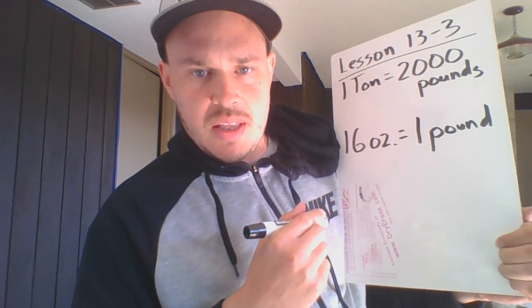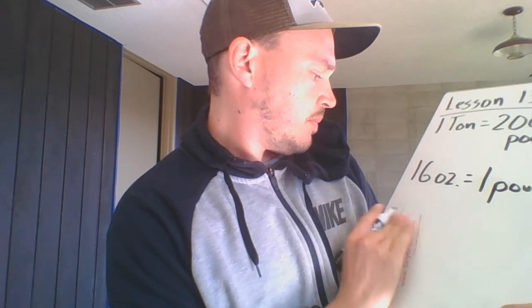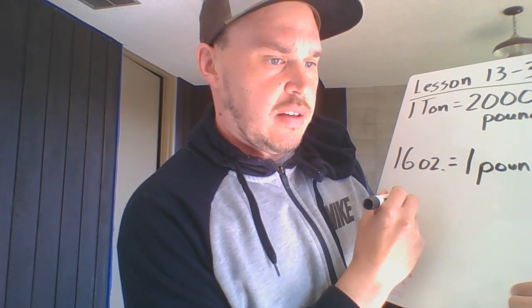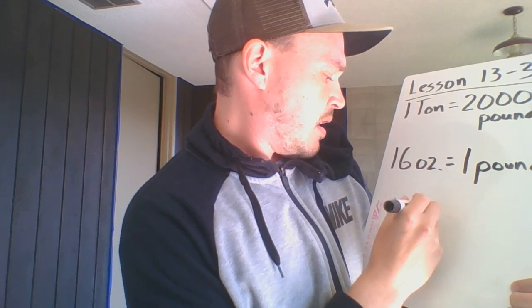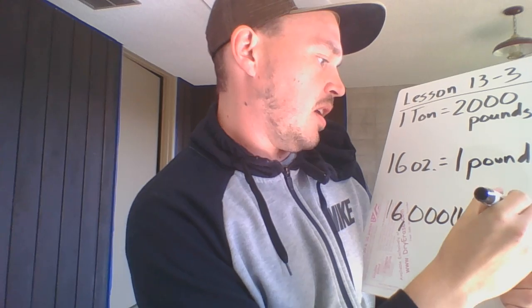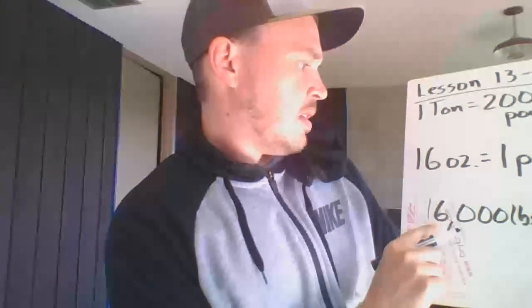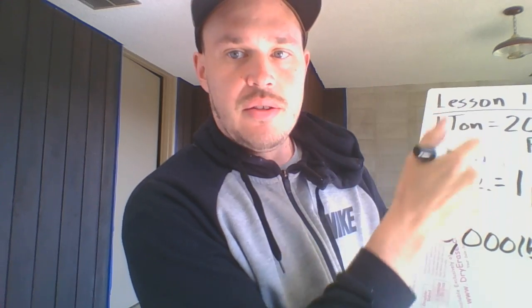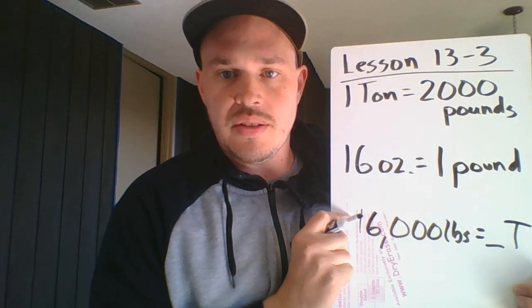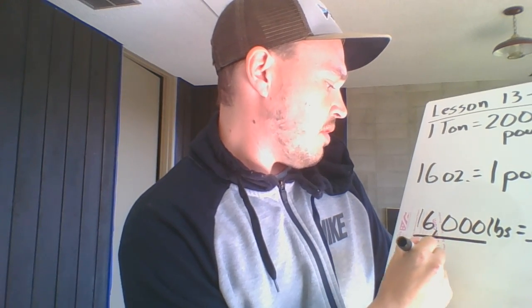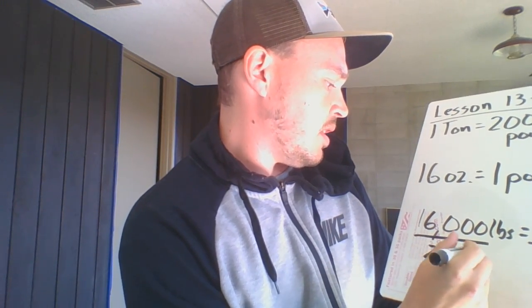Okay, number 4 is going to be the last one I do with you this morning. I might have time for one more. So we have 16,000 pounds equals how many tons? One thing you could do is add 2,000 plus 2,000 plus 2,000 until you get to 16,000. Or you can just divide 16,000 divided by 2,000 like this.